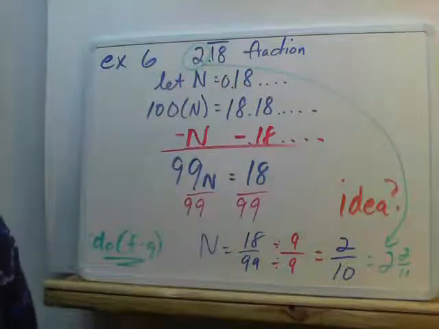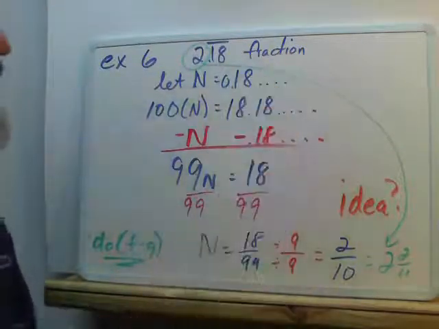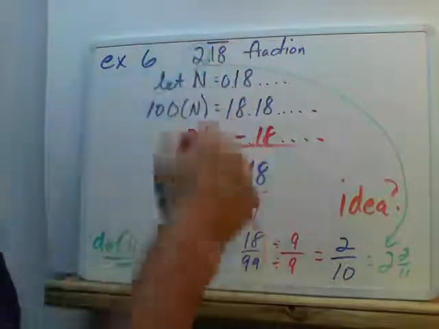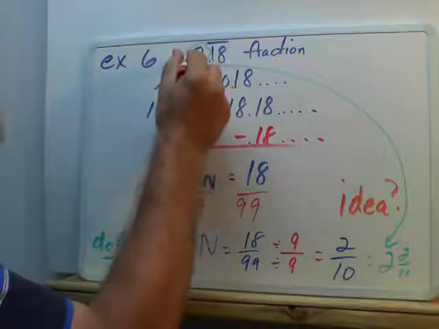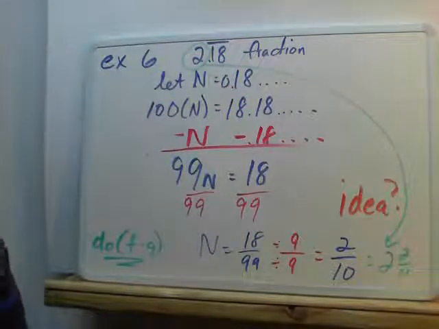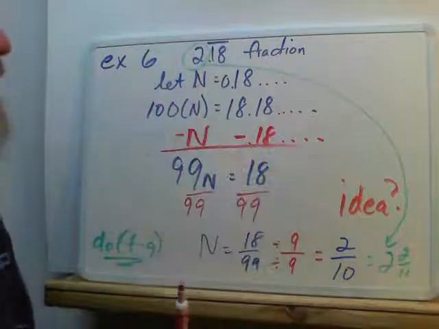2.18 repeating, and write that as a fraction. Well, I'm going to do this differently than the book did. The book turned this into another improper number, and I say, wait a minute, let's just bring the 2 down here. I'm going to have 2 and some fractional answer for the 0.18 repeating.